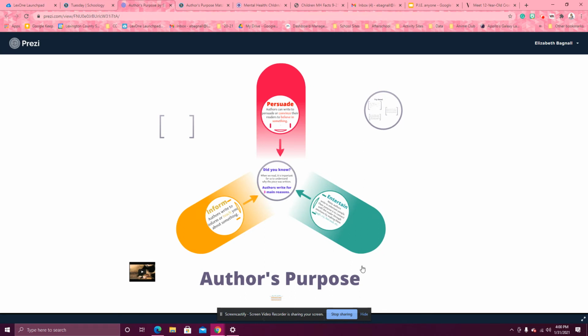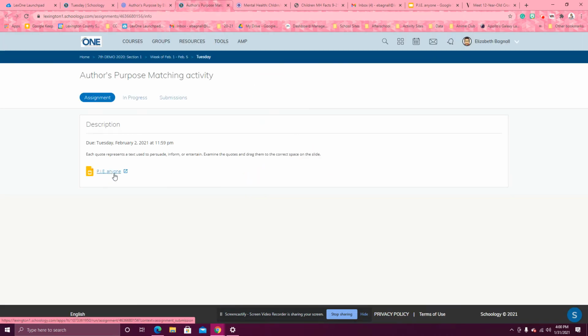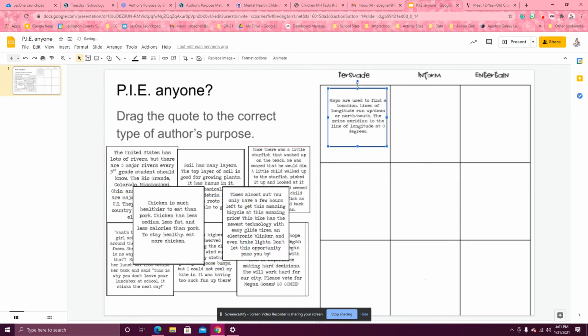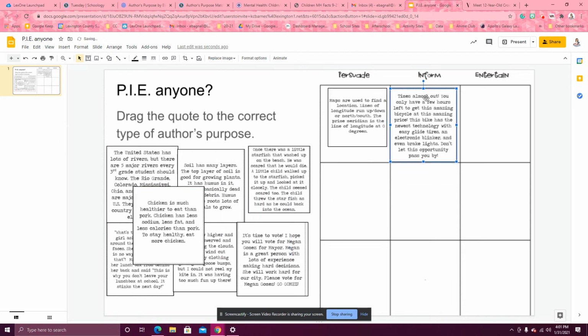All right, guys, so let's take a look at this week's assignment. You are going to do this PIE Anyone activity. And essentially what you're going to do is you have 1, 2, 3, 4, 5, 6, 7, 8, 9 different little texts, these little snippets. And your job is to try to determine and drag them to their appropriate square. So if you read this and you think it's designed to persuade, you're going to put it in the persuade column. If you think this one is designed to inform, you'll put it into the inform column.